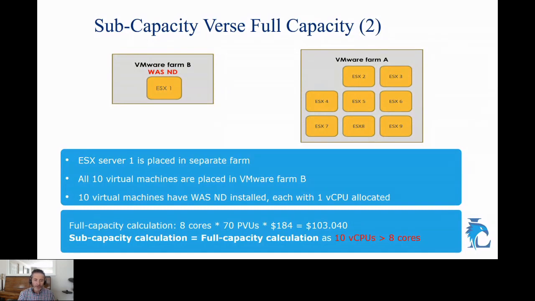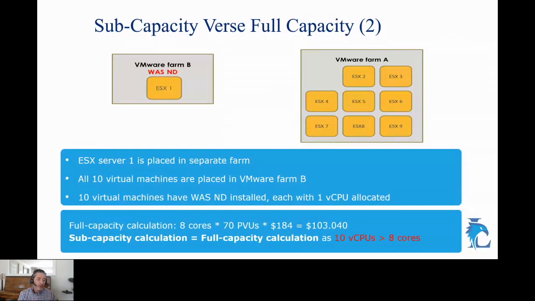Now what you've had is an interesting situation. You've 10 virtual machines all in one place, sitting in one ESX host, running your WAS-ND with one virtual CPU each. What's changed here, though, is interesting, because full capacity is, in this case here, $103,000, but sub-capacity is the same. Why?